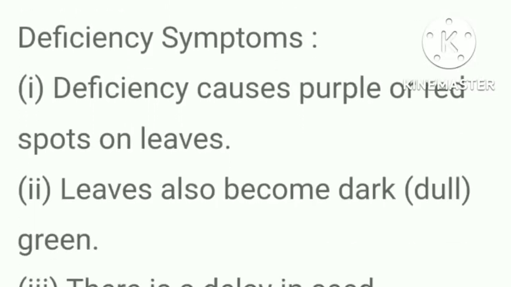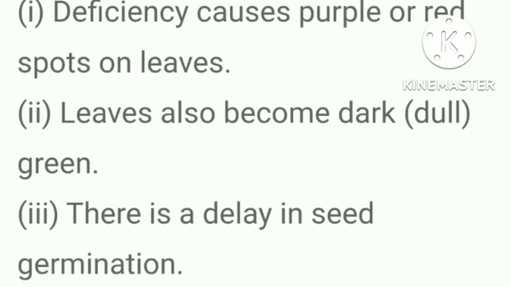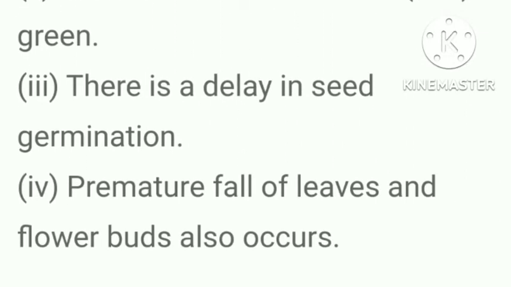Deficiency symptoms. Deficiency causes purple or red spots on leaves. Leaves also become dark dull green. There is a delay in seed germination. Premature fall of leaves and flower buds also occurs.